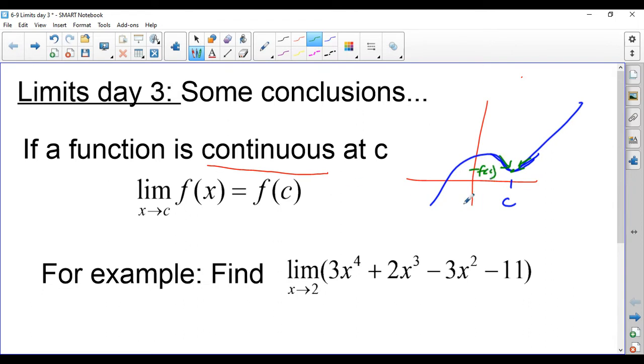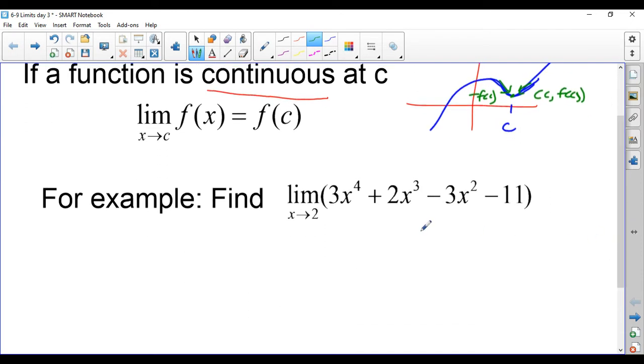Remember, f of c is the y coordinate of this point, where the x coordinate is c. So this point is c comma f of c. If it's continuous, you're going to go through that point, and the limit is equal to the y coordinate of that point. For example, if I want to find the limit as x approaches 2 of this polynomial, every polynomial function is continuous everywhere. So I know it's continuous as x approaches 2.